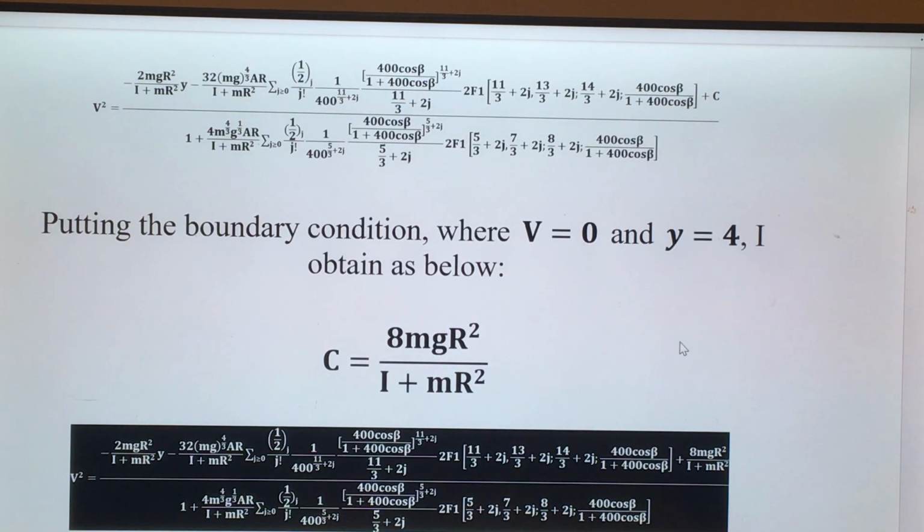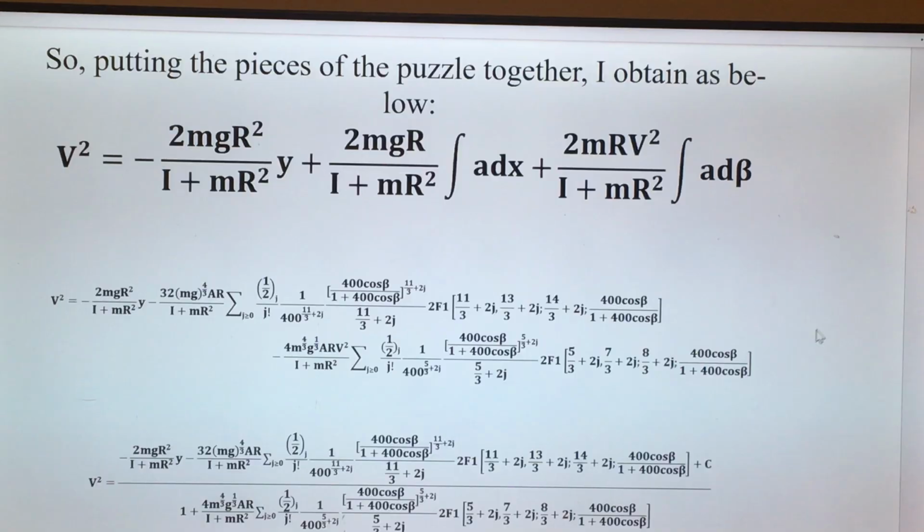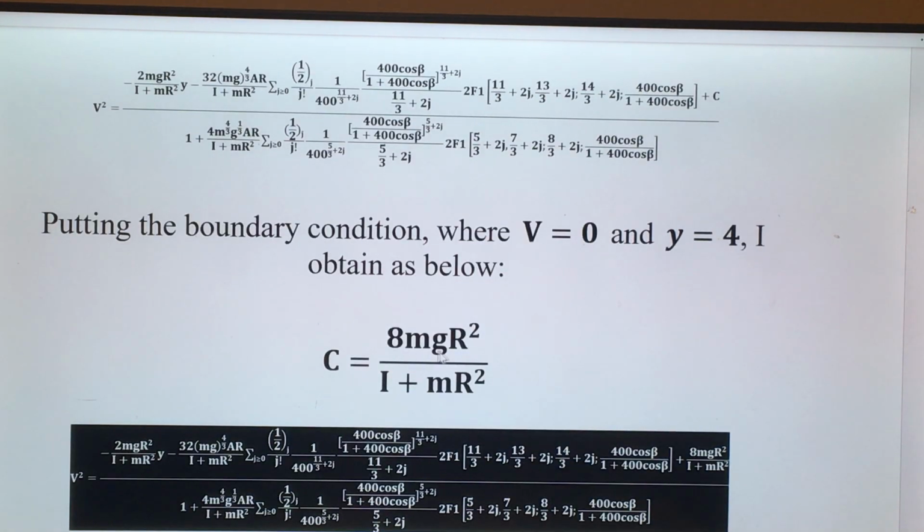The y-axis here, x-axis here, and the cusp of the cycloid goes like this. This distance is 2 pi meter and this is 4 meter. So when we put the spherical ball here, then velocity is 0 and y value is 4 meter. I obtain as below. So the c value you can calculate. This c, the constant of integration, is 8 m g r square over (I plus m r square).